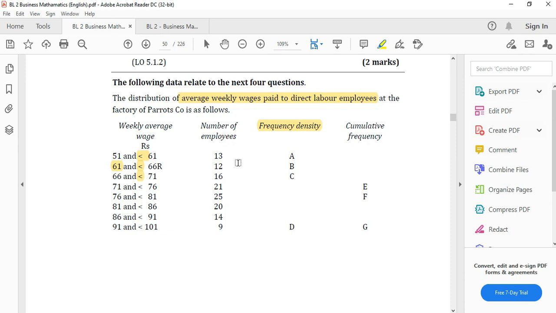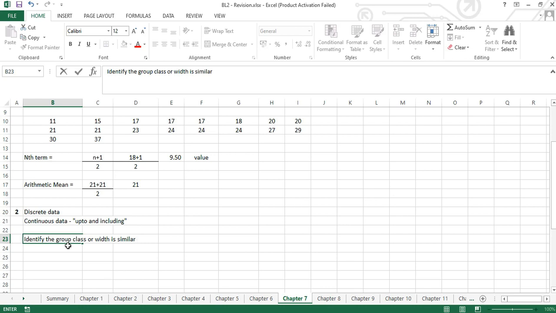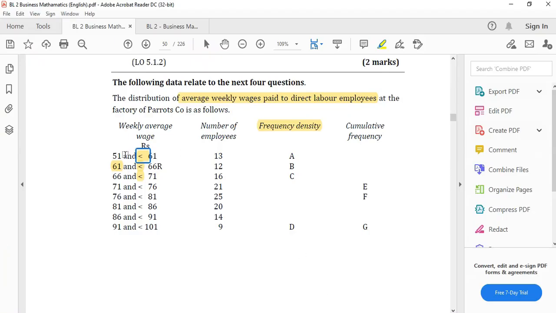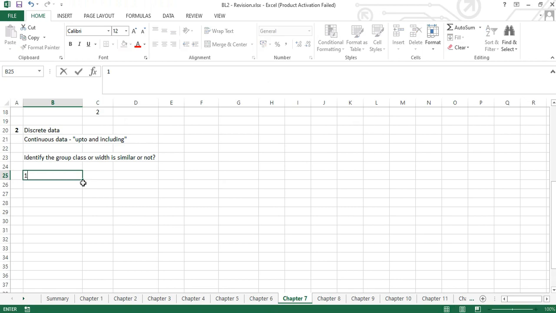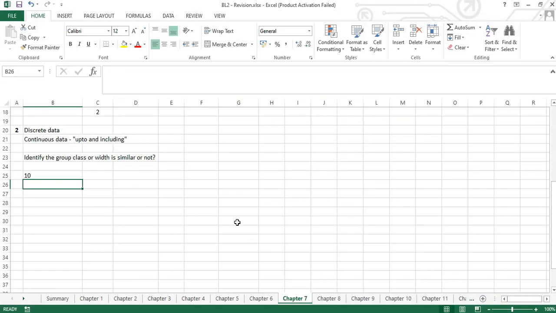Okay. So, first step is, in a grouped frequency, we learned that identifying whether the class of the group is equal or not. Identify whether the group class width is similar in all cases or not. So, let's see. The first width, basically, it is similar, isn't it? Like it is 61 minus 51, the first width is 10. Second width, 66 minus 61. What's the answer? 5.